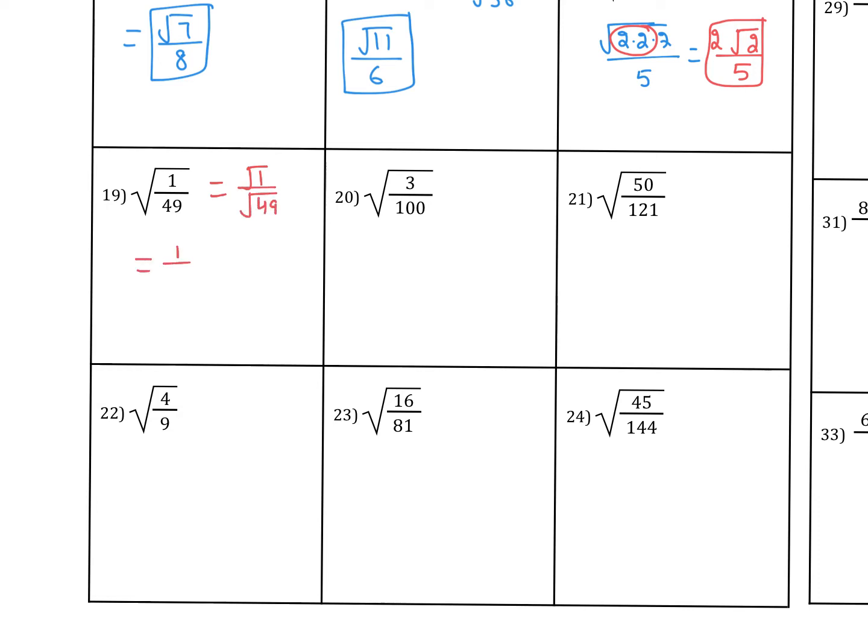Similarly, number 19, square root of 1 divided by square root of 49. Square root of 1 is 1, square root of 49 is 7, so 1 over 7. Square root of 3 over square root of 100. That's going to be square root of 3 over 10.